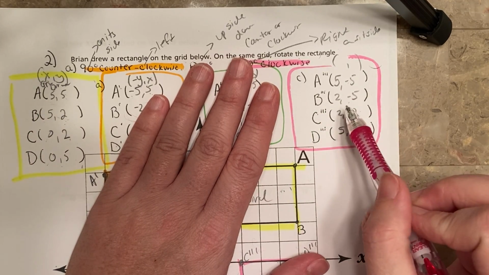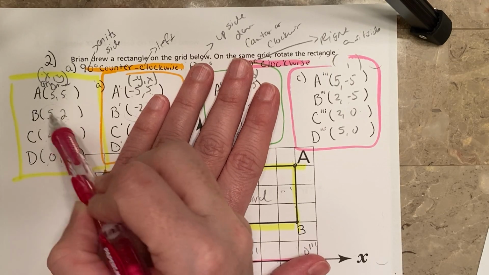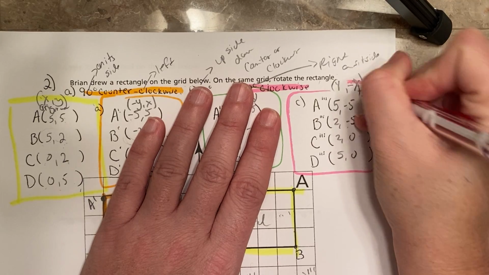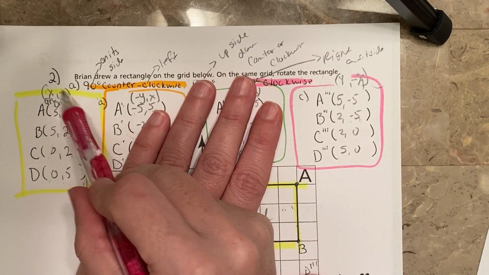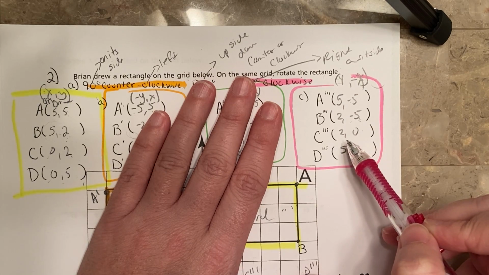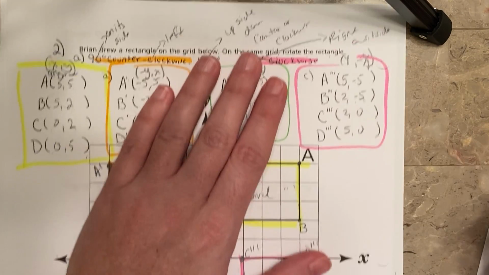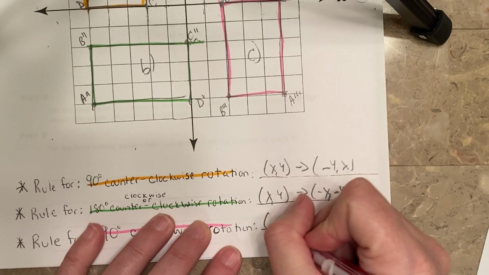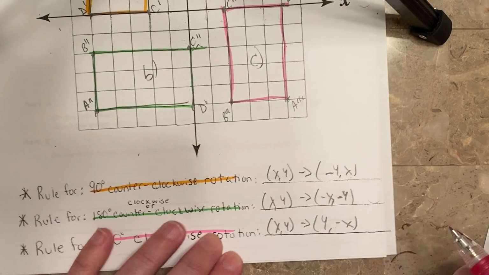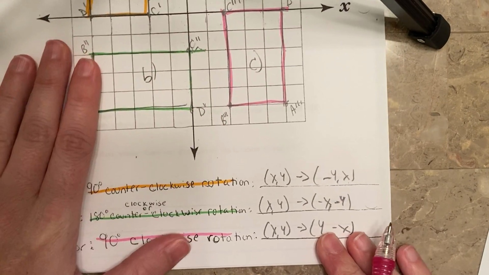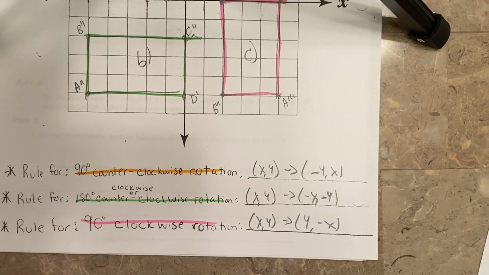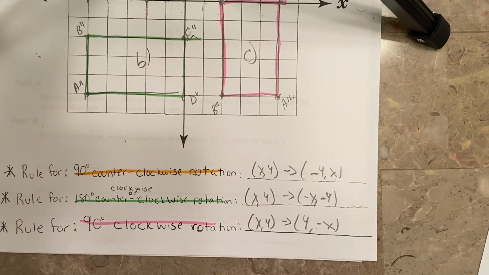But which one changed the sign? The original X changed the sign. So it's Y, -X. So swap the order, X and Y, and the original X is now changing its sign. So positive to negative, negative to positive. So that is our last rule, Y, -X. Okay. So again, now at this point, you have to make the decision. Do you want to memorize the rules or do you want to turn the paper? Okay, so that is really up to you.